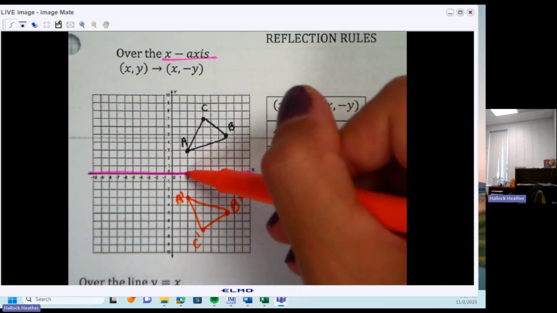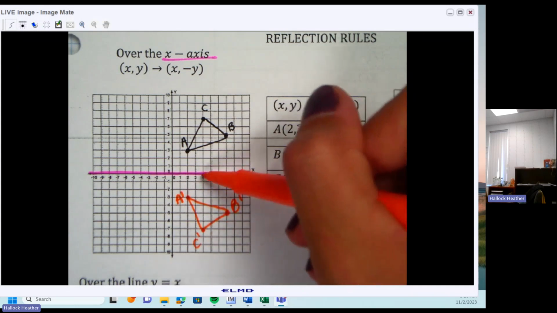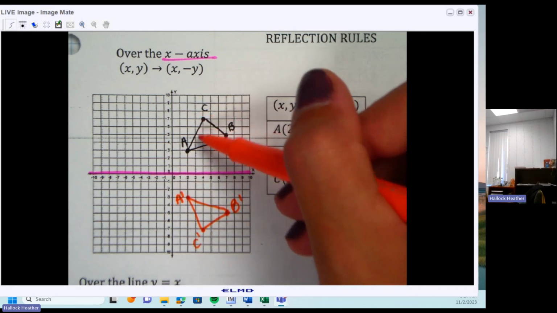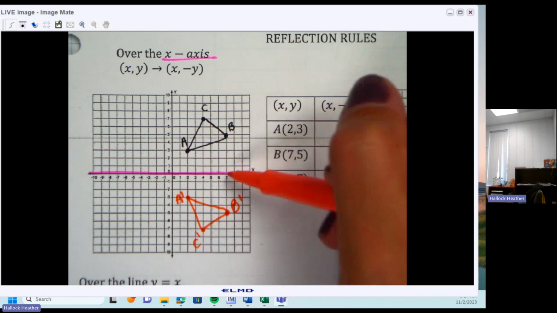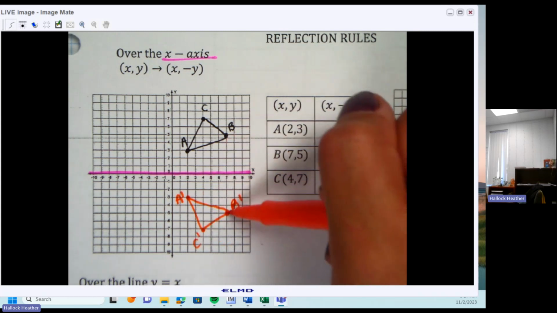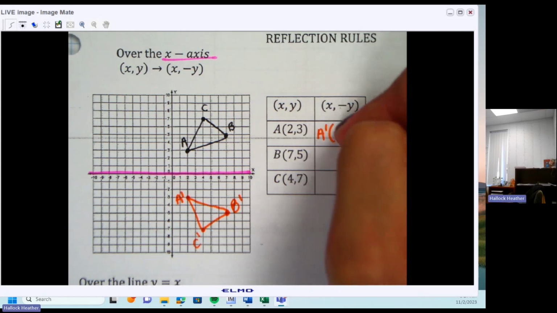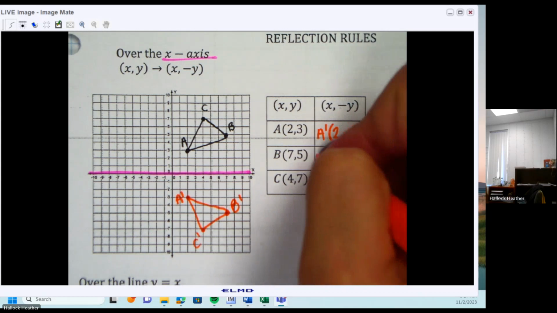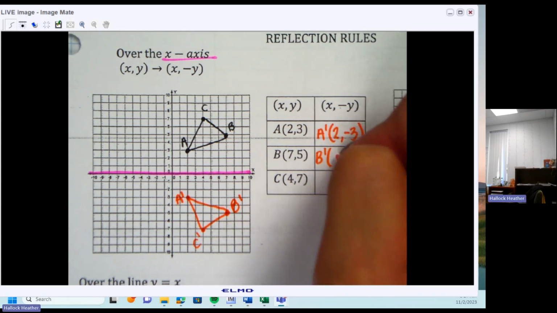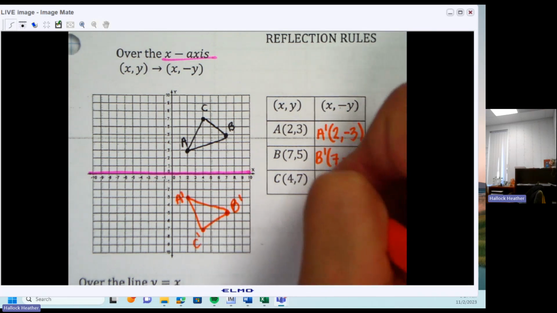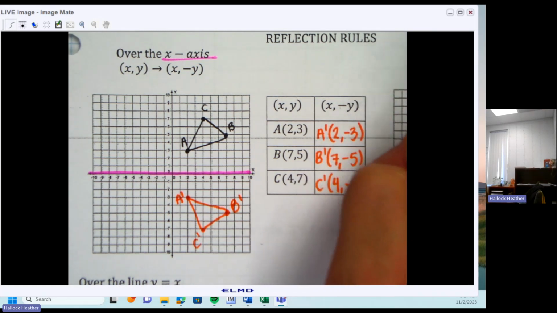So all I do is count 3 above, 3 below. C is 7 above, so C prime is 7 below. B was 5 above, so B prime is 5 below. So if I look at A prime's point, it is 2, -3. B prime is at 7, -5, and C prime's new point is 4, -7.